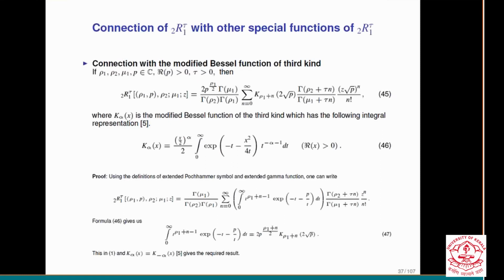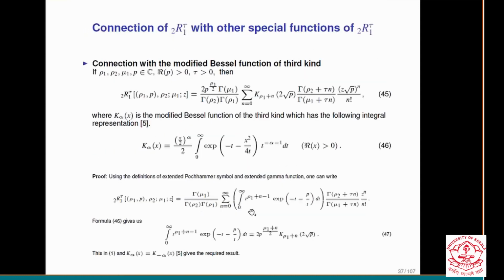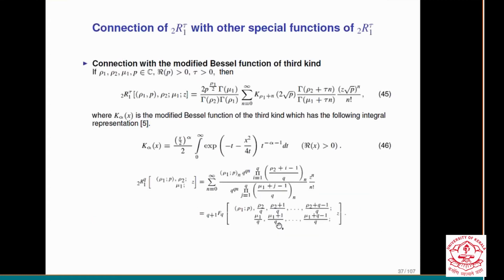So here we can also prove this theorem, put in this 2R1 tau, this value that is given by this, and using the formula 46, this is K alpha, this is your Bessel function of the third type. Formula is this. So finally, this section gives the required results. Ultimately, formula this, and the 47 in this, and alpha x, this is given by this. So x will give the results.